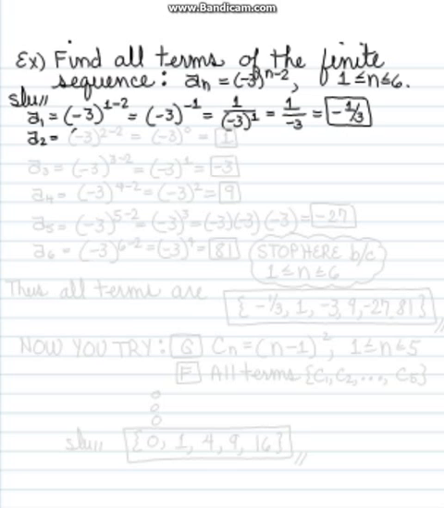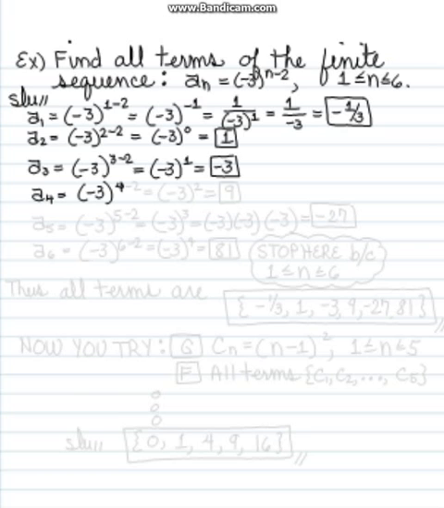Let's find the second term, a sub 2. In a sub 2, the index is n equals 2. So this second term is, using the formula, -3 raised to the 2 minus 2. So that's -3 to the 0. Any base raised to the 0 power is equal to 1. Let's find the third term, a sub 3. That's -3 raised to the 3 minus 2. So that's base -3 raised to the first power. That's equal to -3. The fourth term, a sub 4, is -3 to the 4 minus 2.